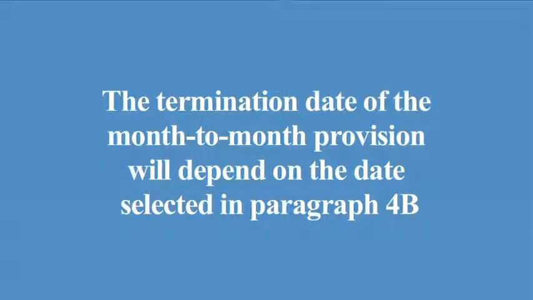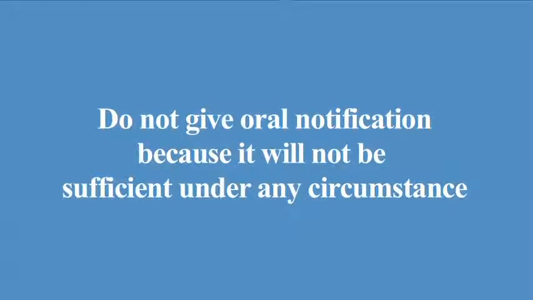If either party does not give the required notice provided in the lease, it will automatically continue on a month-to-month basis. If the lease does automatically renew on a month-to-month basis, it will continue on a month-to-month basis until either party provides written notice to the other. The termination date of the month-to-month provision will depend on the date selected in paragraph 4B. It is important to note that any notice of termination must be in writing. Do not give oral notification because it will not be sufficient under any circumstance. Keep in mind that the date on which rent is due does not apply to the requirement for providing written notice of termination.